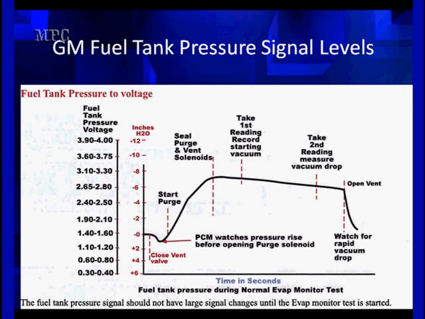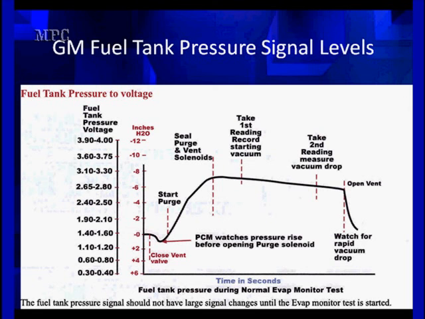Then we're going to take our first reading and start recording with our vacuum and take a second reading out here and determine the amount of voltage drop, which equates to pressure drop. Then we're going to open the vent. Now watch what happens. Watch for a rapid release in vacuum when we open the vent. This is called the vacuum decay restriction method. If you've got a vacuum and you open it up and it does not decay quickly, this is a test used by the PCM in Ford and GM to determine you have a restricted system.